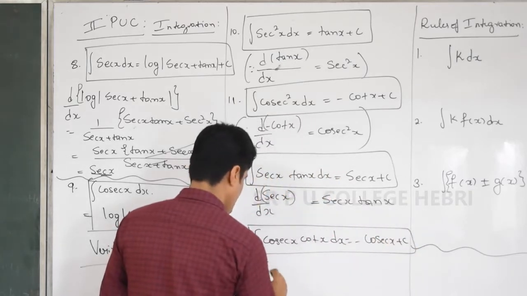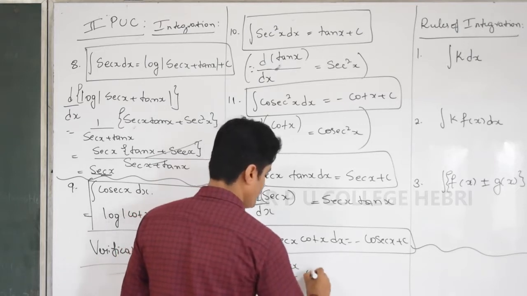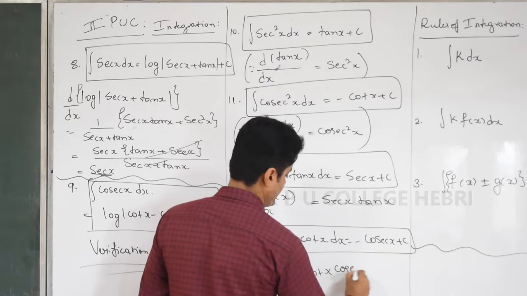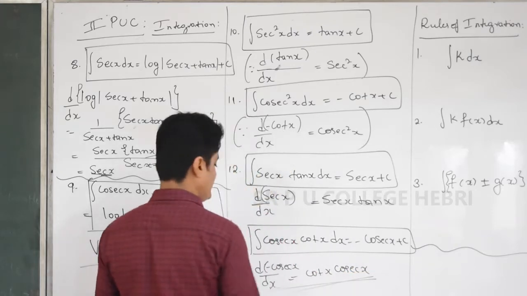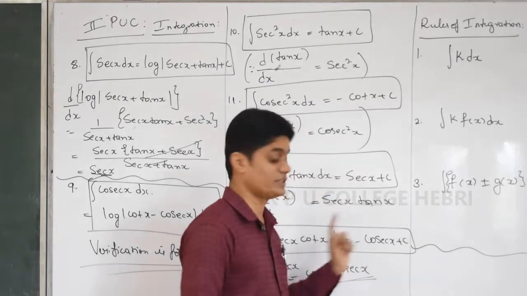What is the differentiation of minus cosecant x? Can you tell me? Yes, it is cot x into cosecant x. So therefore integration of cosecant x cot x is minus cosecant x plus c.